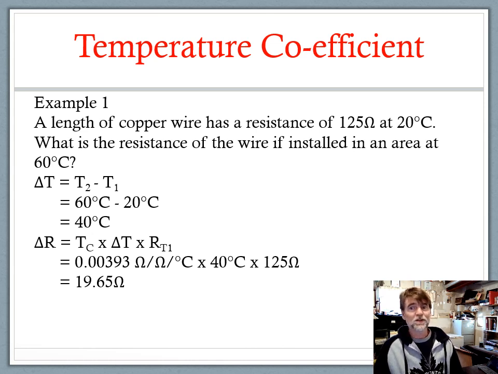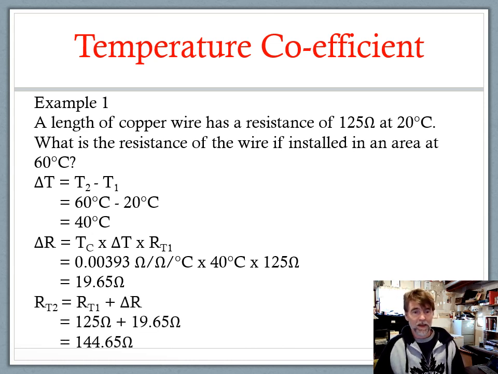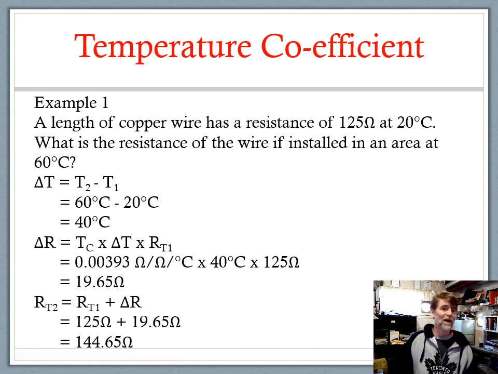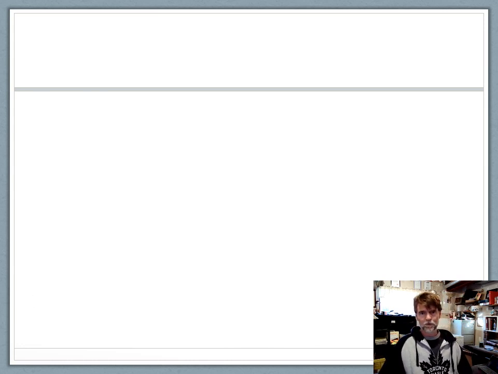And so then the question is, what is the actual resistance of the wire at 60 degrees? The resistance at T2 equals the resistance at T1 plus the change in resistance. So we started out at 125 ohms. We have to add the 19.65 ohms, so the resistance of the wire in this 60-degree environment is 144.65 ohms.